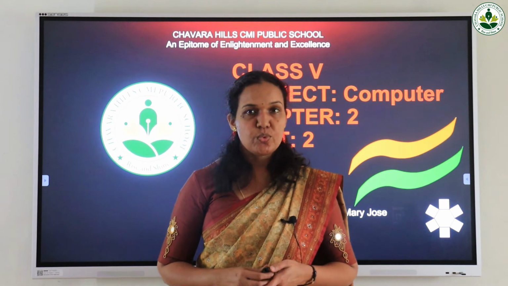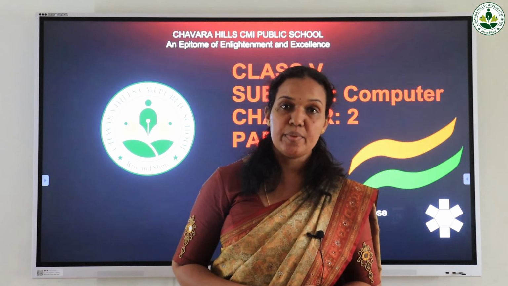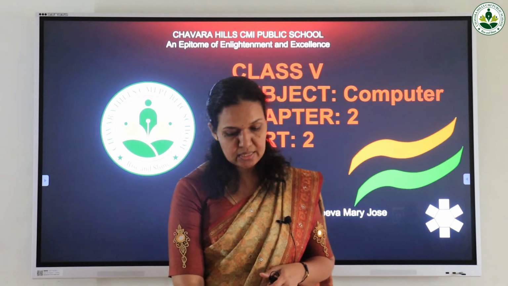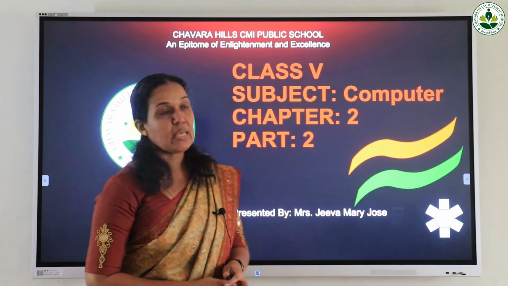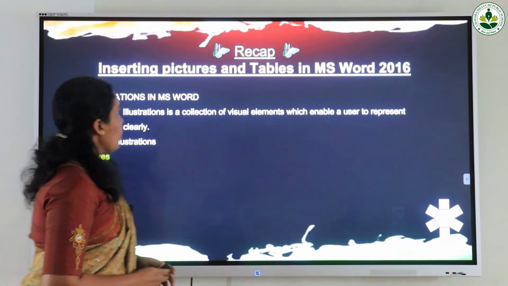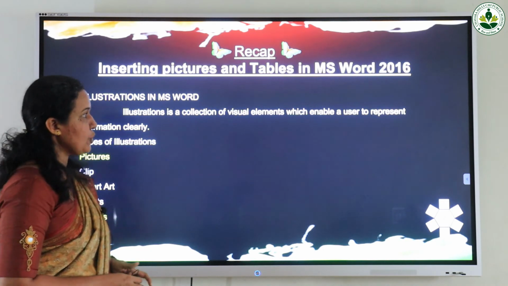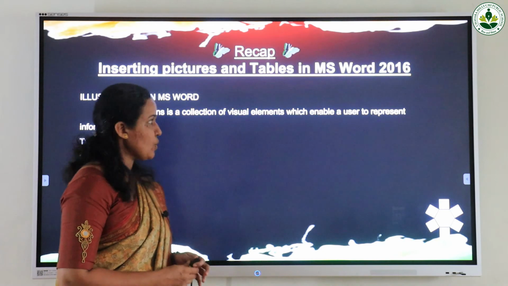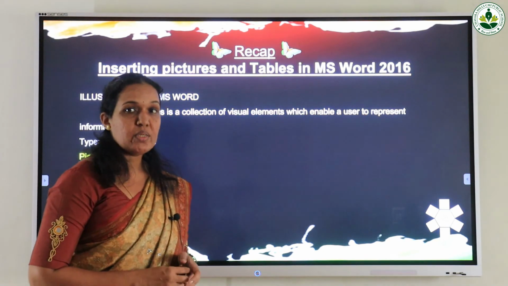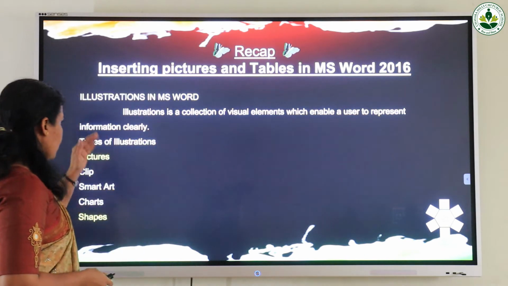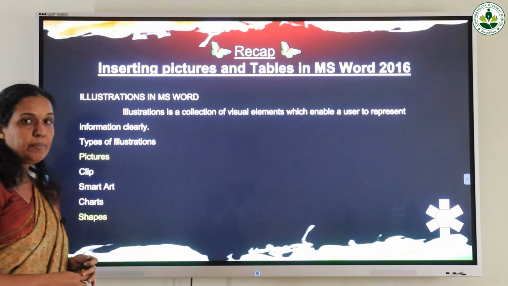In the previous class we started our second chapter, that is inserting pictures and tables in MS Word 2016. In that we studied about illustrations in MS Word. So what is illustration? Illustration is a collection of visual elements which enable a user to present information clearly. Then we studied about the types of illustrations. The types of illustrations are pictures, clip, smart art, charts and shapes.